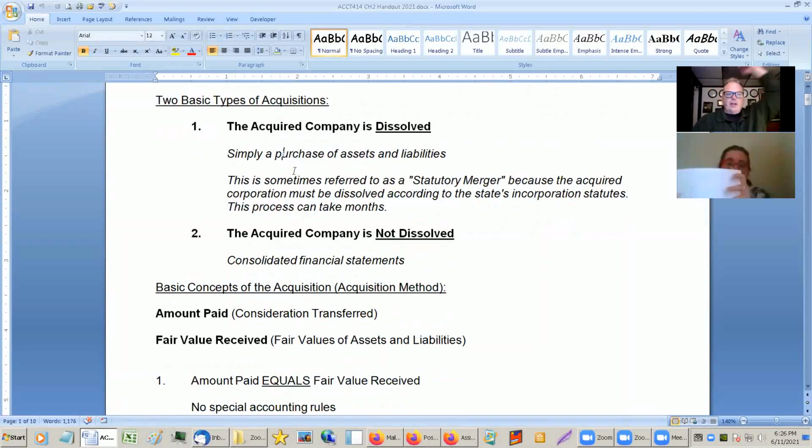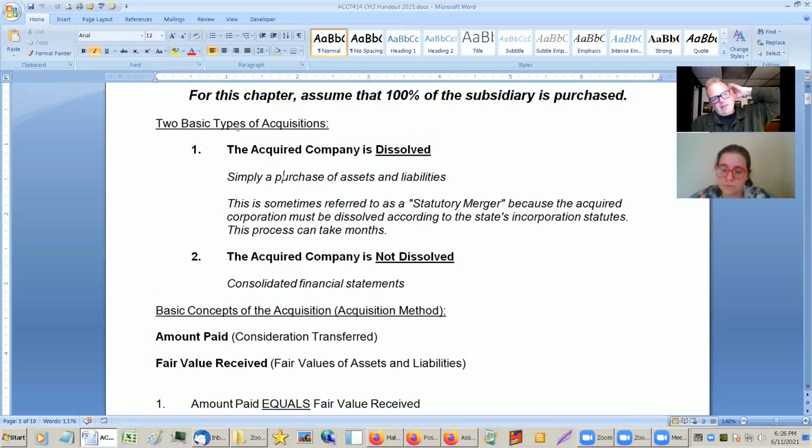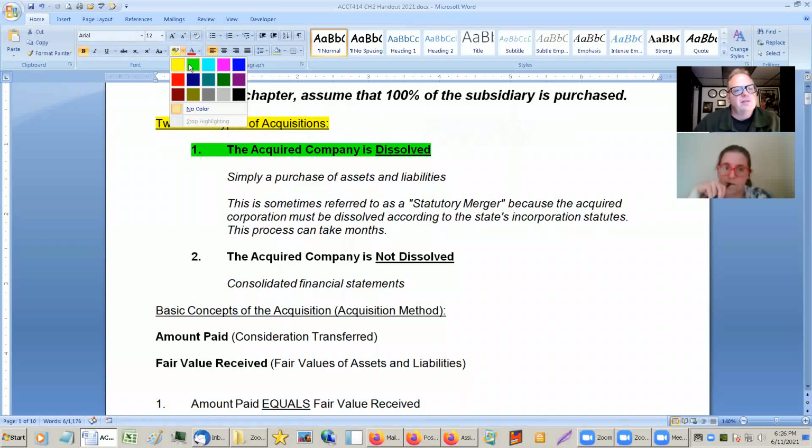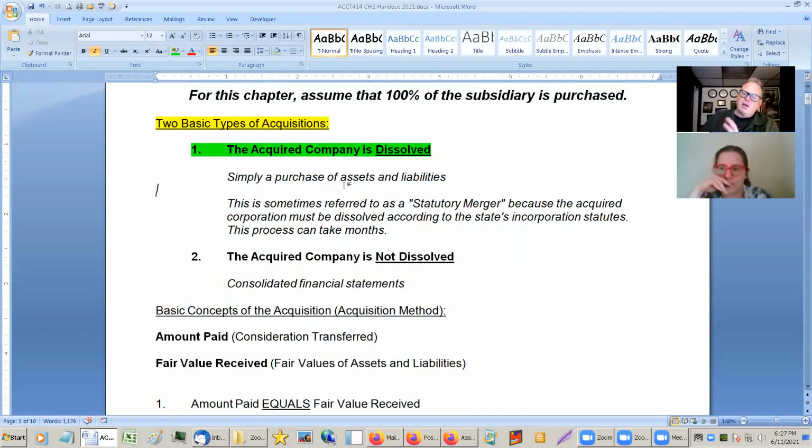Okay, so there's two basic types of acquisitions, and the one acquisition is when you acquire the company and then it is immediately dissolved. So you take them over, you take all their assets, all their liabilities, put them on your books, and it no longer exists anymore. That's a one-time deal. You take all their stuff, put it on your books, and you're done. There's no investment.